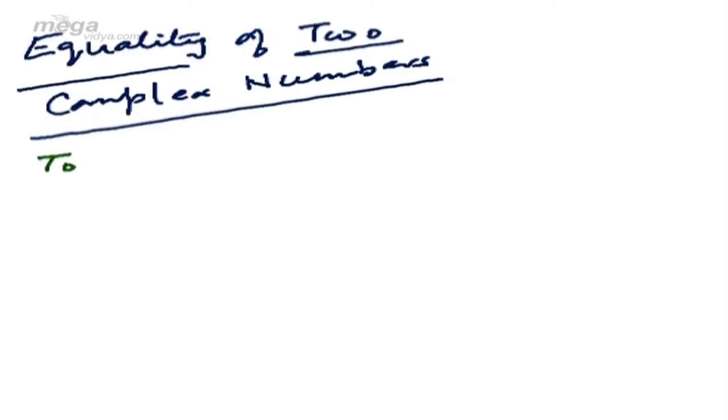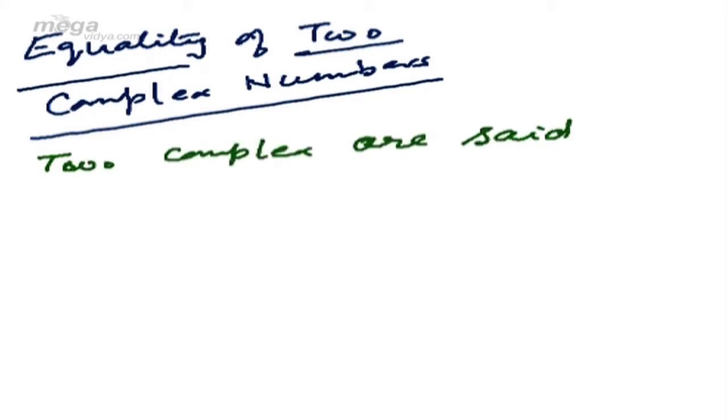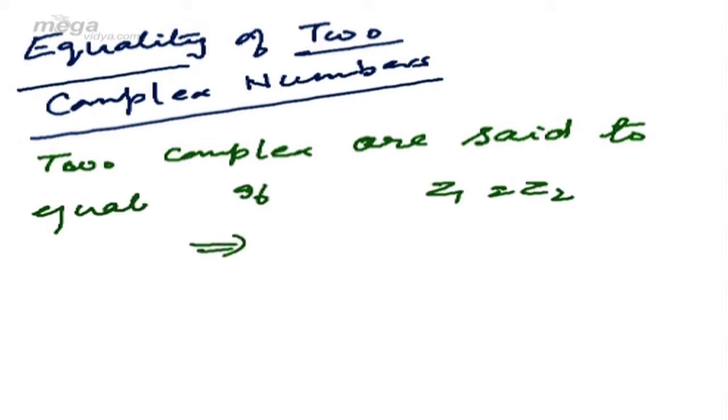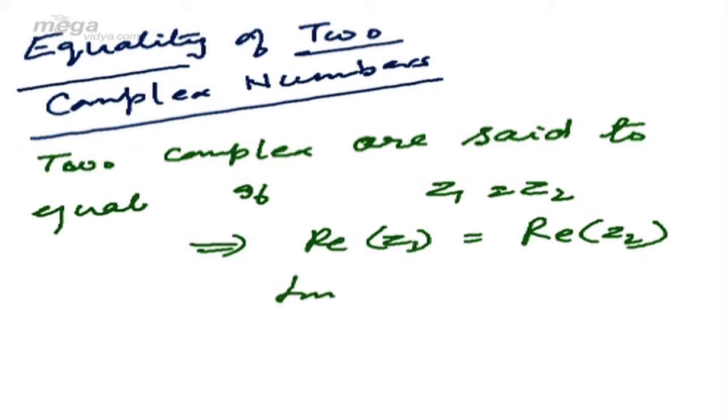Equality of two complex numbers. Two complex numbers are said to be equal if Z1 is equal to Z2. That implies the real part of Z1 is equal to the real part of Z2, and the imaginary part of Z1 is equal to the imaginary part of Z2.